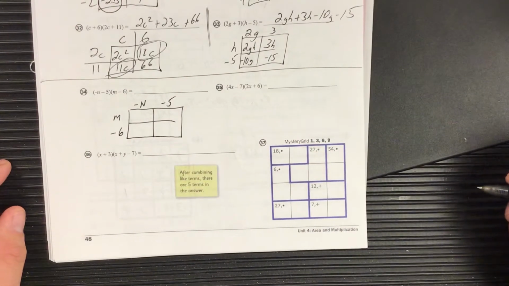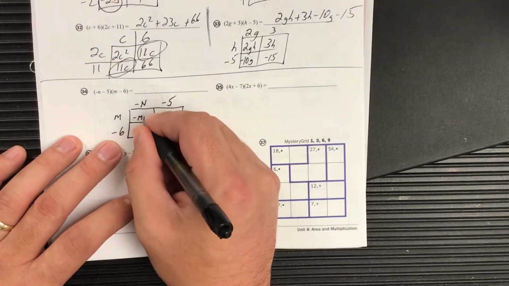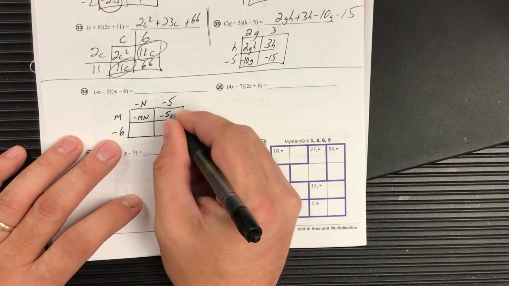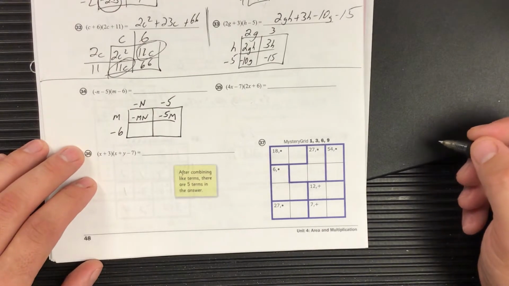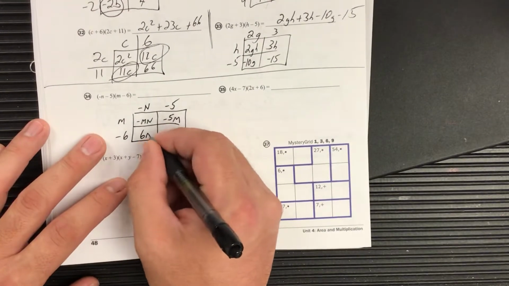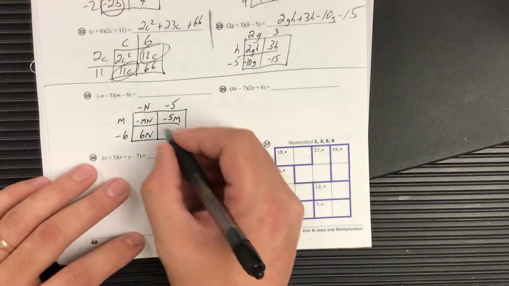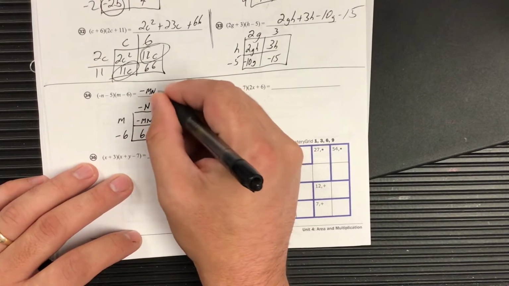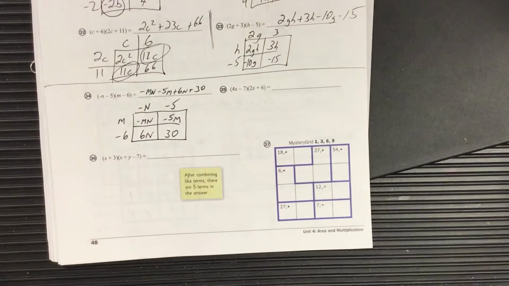So m times -n is -mn. M times -5 is -5m. -6 times -n is +6n. And -6 times -5 is +30. So nothing we can combine there. I just rewrite all those out. Make sure you take the proper signs with them.